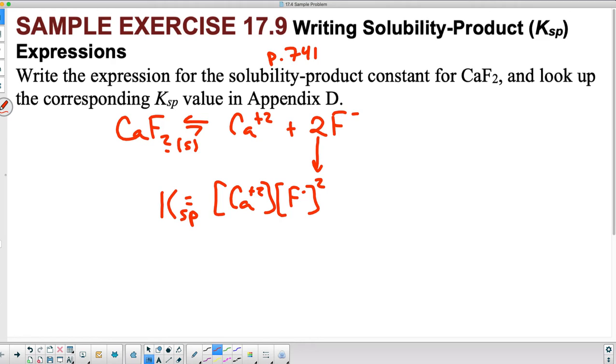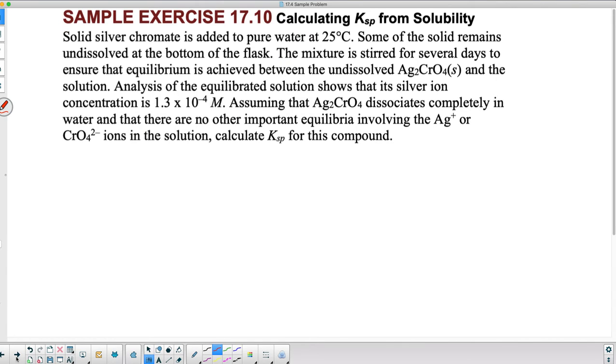So this is what it is, and if you look in the back for Appendix D, you will see that it's 3.9 times 10 to the negative 11th. Now this is a very, very small amount for a KSP, which means that these concentrations are going to be very small also. So let's move on and make this as quick as possible. This should be a refreshingly short sample problem.